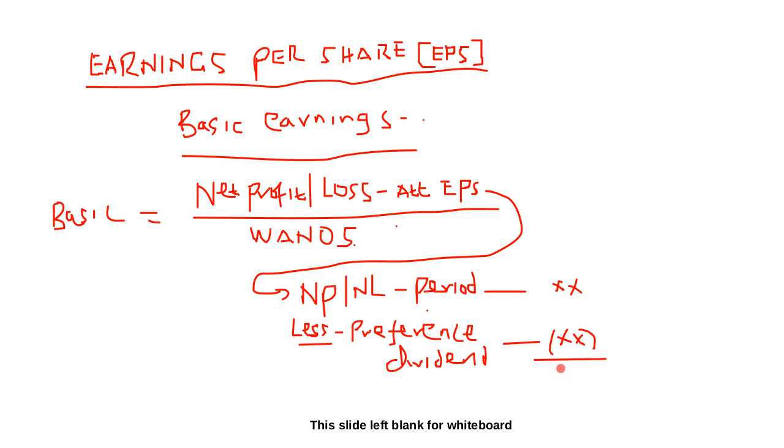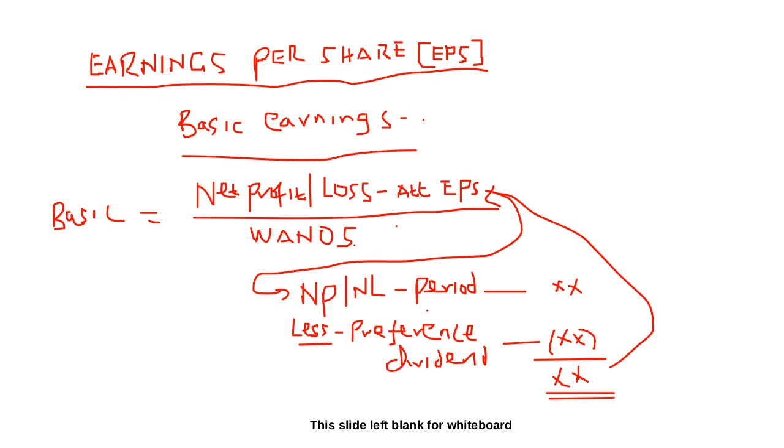So what will we get there? The difference there now, what will be net profit or loss that is attributable to earnings per share? So I hope we are clear there. That when we are calculating the net profit or loss attributable to ordinary shares, we take the net profit or loss, and then we less the preference dividend.